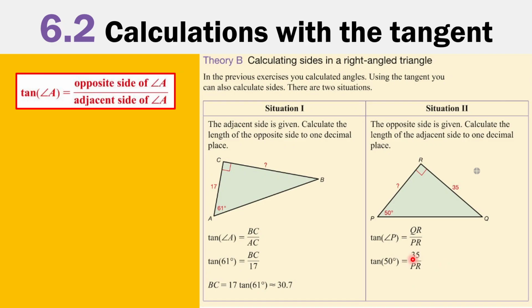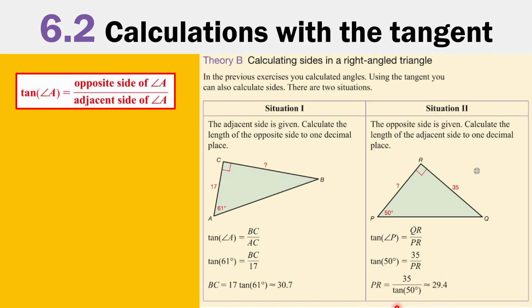Here I don't know the denominator. Is that a problem? No, because it's still only one unknown variable and the rest are just numbers. Only now, because my variable is right here, remember, now I don't do tangent 50 times 35. I now get PR by dividing 35 by tangent 50. Punch it into your calculator and you find a number again.